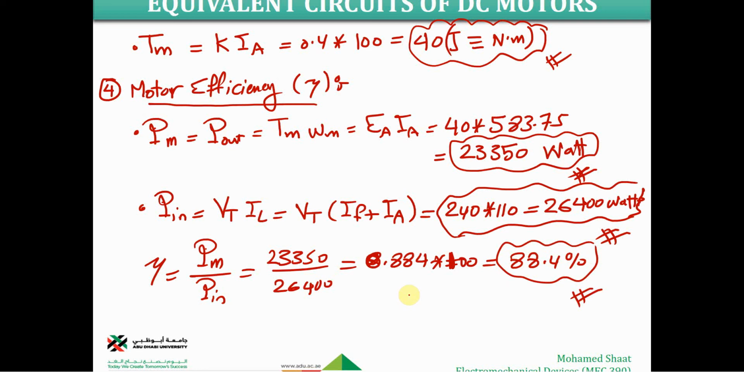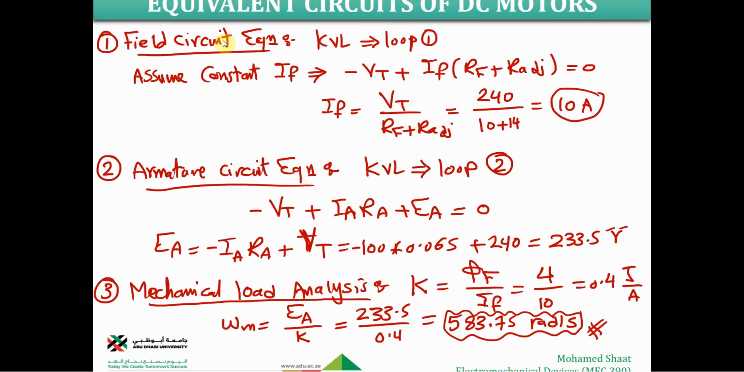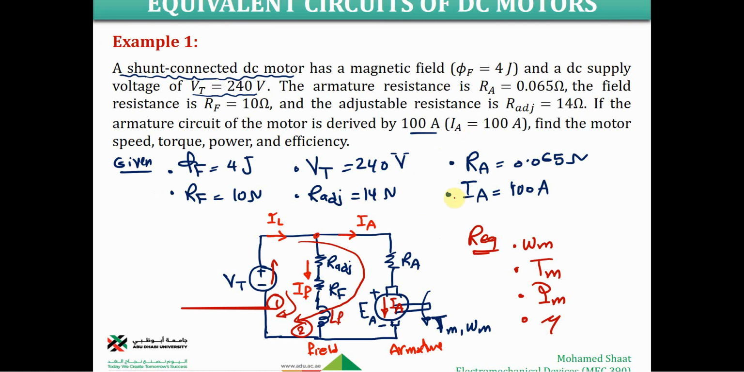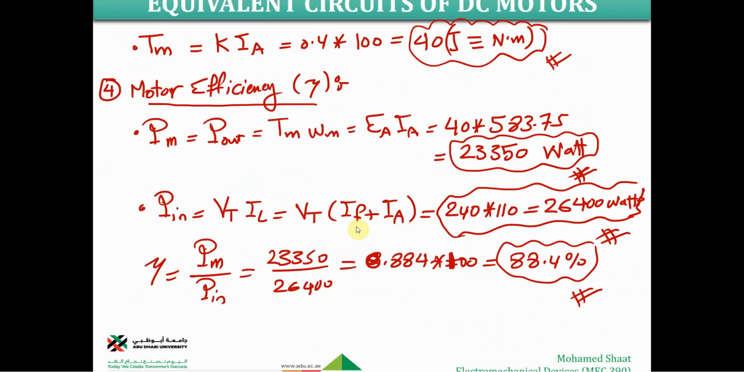Make sense? So it is a very simple, direct, straightforward problem. But the key idea is that you have to memorize and acknowledge the configuration of the given DC motor. You might be given the same problem but with a different configuration, like a series connected DC motor or a separately excited DC motor. You're going to apply the same procedure, the same approach. You just draw the configuration of the electrical motor, then work through the field circuit analysis, armature circuit analysis, and mechanical load analysis, then calculate the efficiency of the electrical motor. Make sense? So this is for this example.